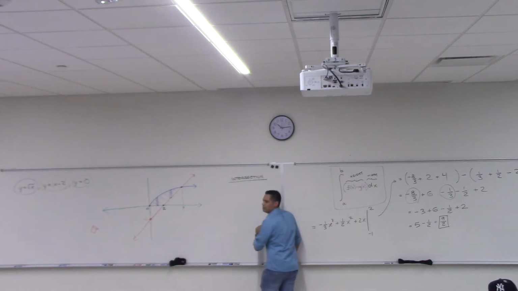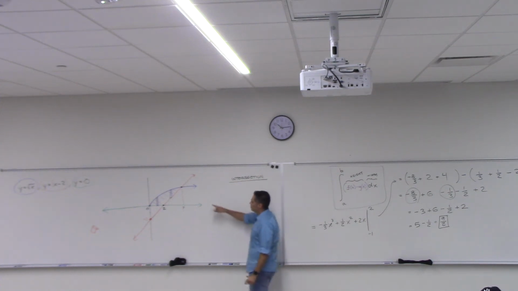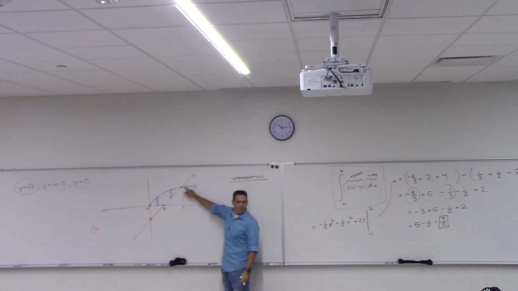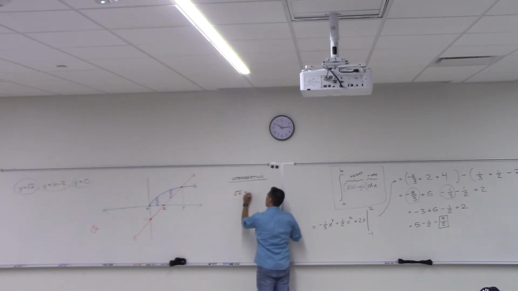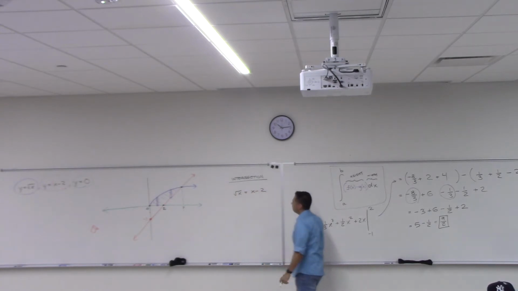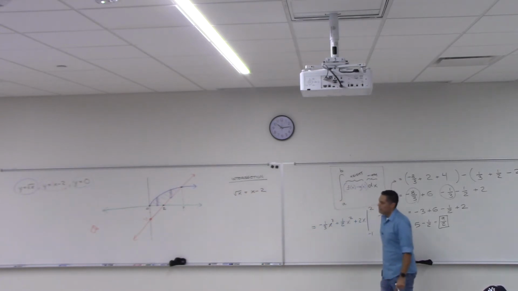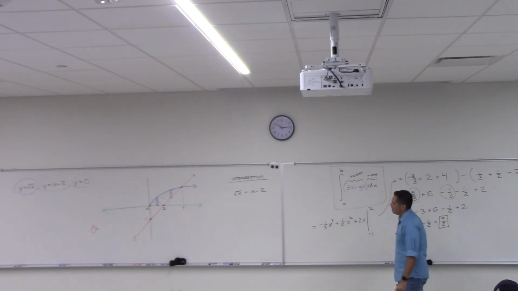I'm going to solve that one. And so how do I solve it? It's where the blue one hits the red one, right? So it's where the square root of x equals x minus 2. Yeah? Isn't that where it is? How do you solve that equation?